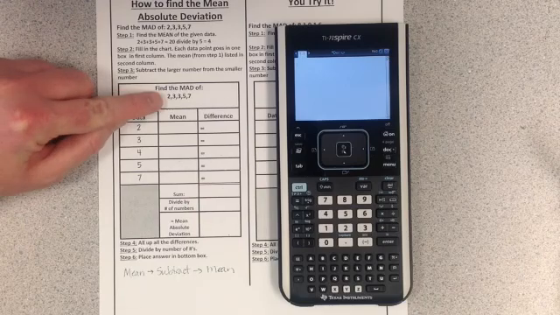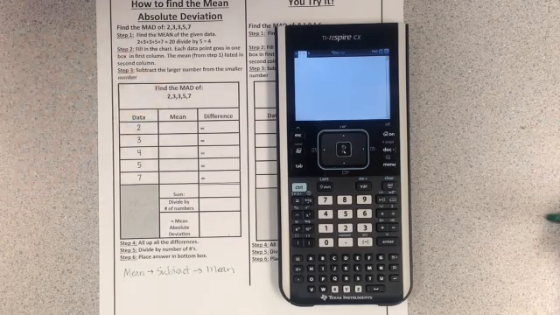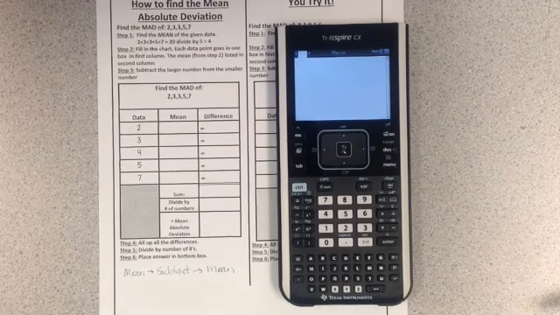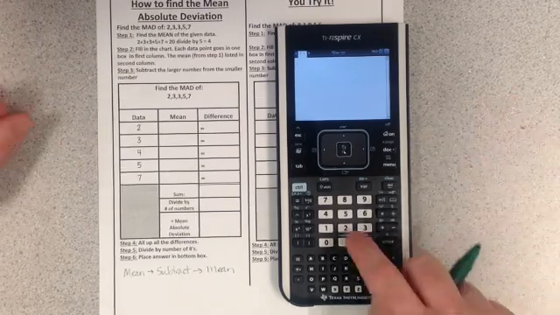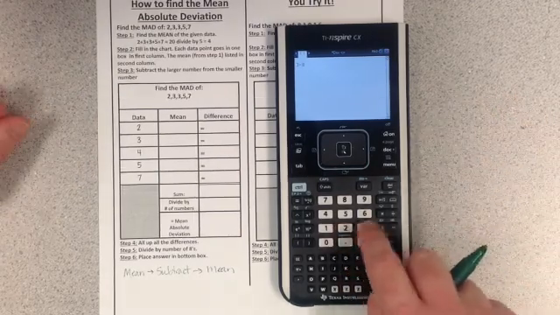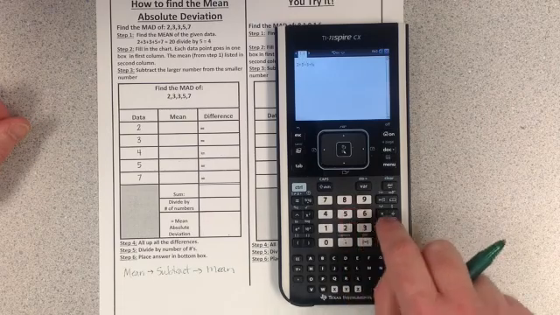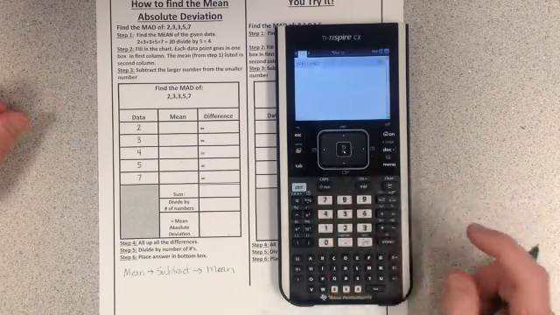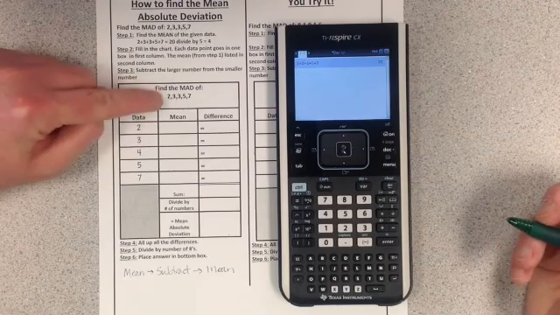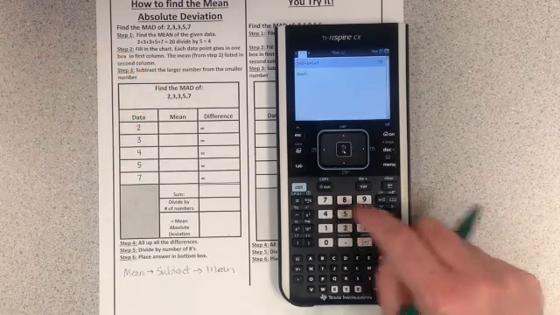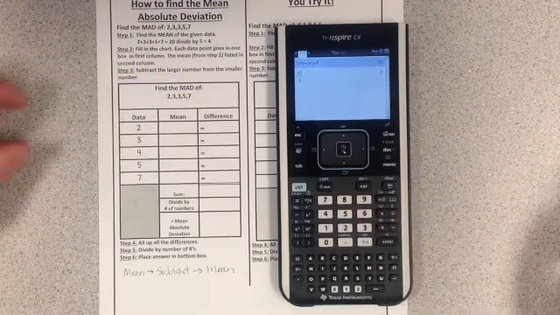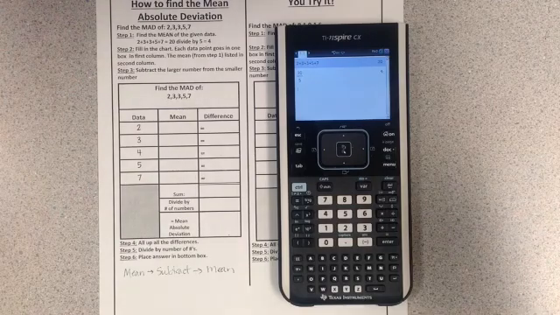I've got a list of numbers that they want me to find the mean absolute deviation of. And so it's 2, 3, 3, 5, and 7. So the first thing I need to do is find the mean of those 5 numbers. So I add them together, 2 plus 3 plus 3 plus 5 plus 7, and I hit enter, and I get 20. And since there's 5 numbers, I divide by 5, and I get the number 4. So the mean is 4.